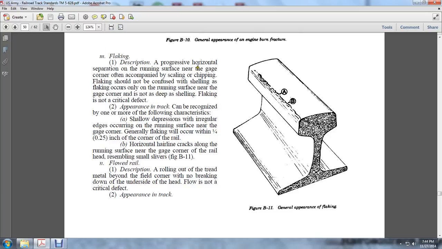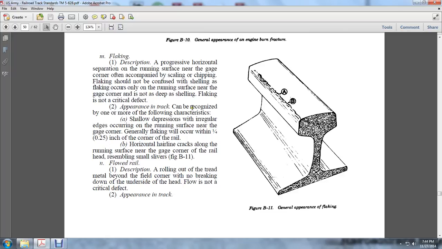Flaking: progressive horizontal separation of the running surface near the gauge corner, accompanied by scaling, chipping, and flaking. Flaking should not be confused with shelling. Flaking occurs on the running surface near the gauge corner, not nearly as deep as shelling. Flaking is not a critical defect.